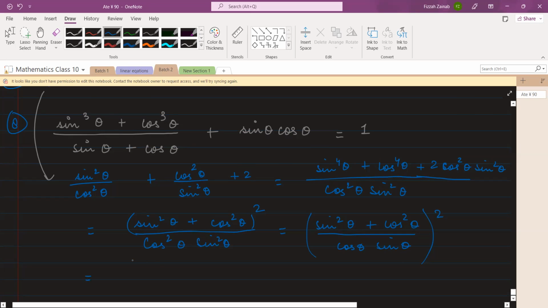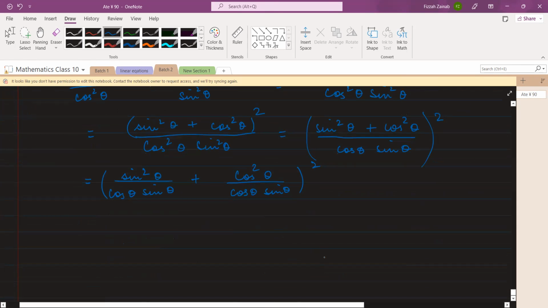Yes. Now you split this. So sine square theta divided by cos theta sine theta plus cos square theta divided by cos theta sine theta, and then you have whole square. Okay, I think I need it in multiplication. Anyway, let's see what I get. So this becomes sine theta by cos theta plus cos theta by sine theta, and then whole square.